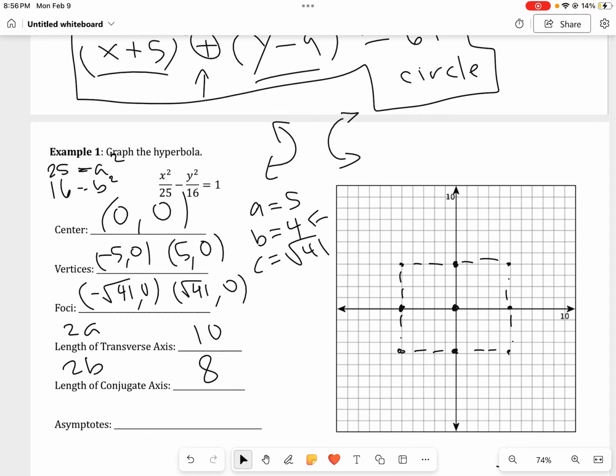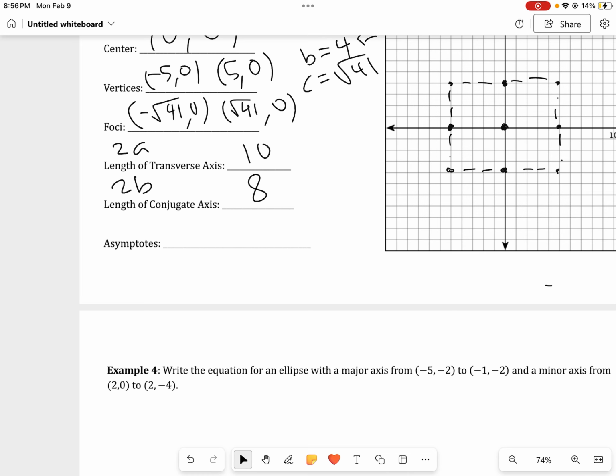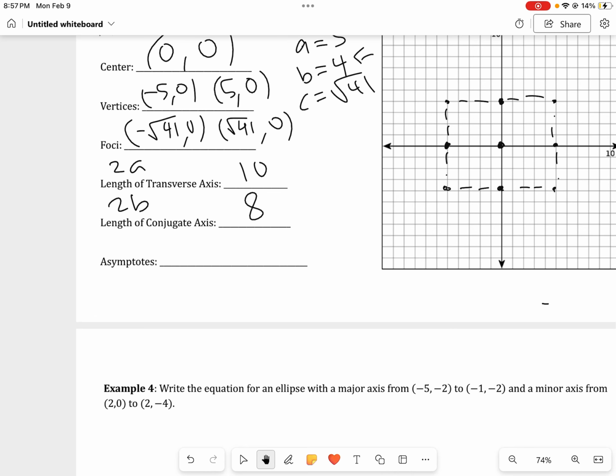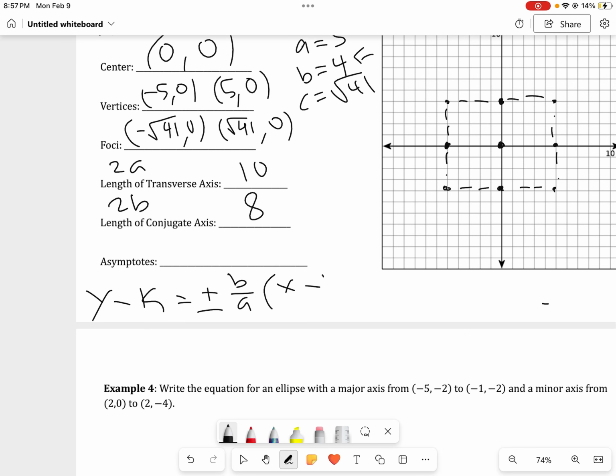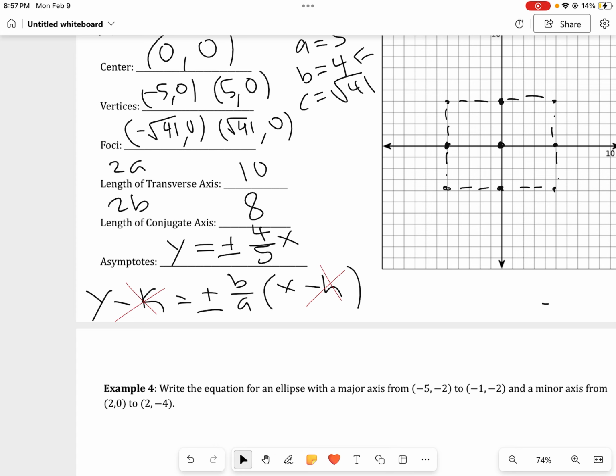Great. Your asymptote equation, since it's horizontal, is y minus k equals plus or minus b over a times x minus h. The good thing is we don't have an h value or a k value, so it's just going to be y equals plus or minus, b is 4, a is 5, x. Nice and easy asymptotes.